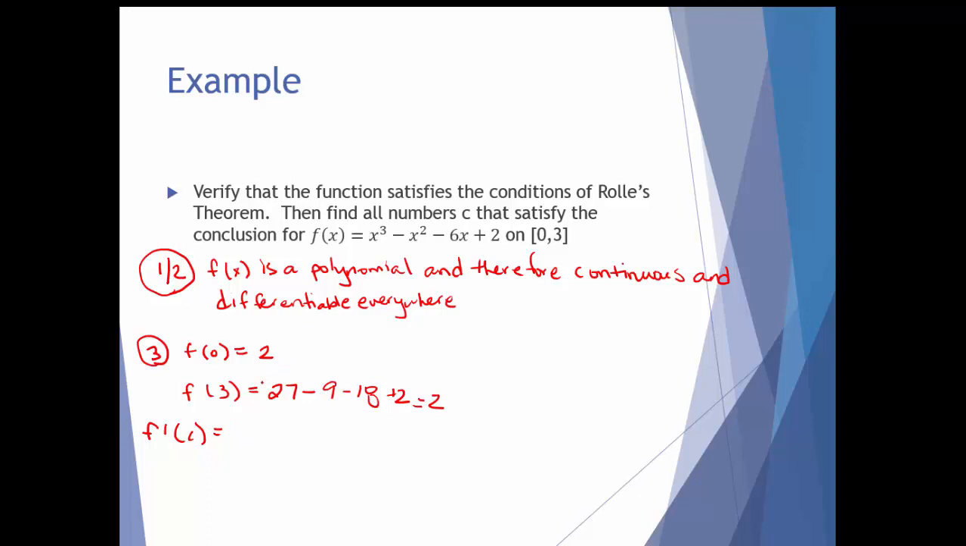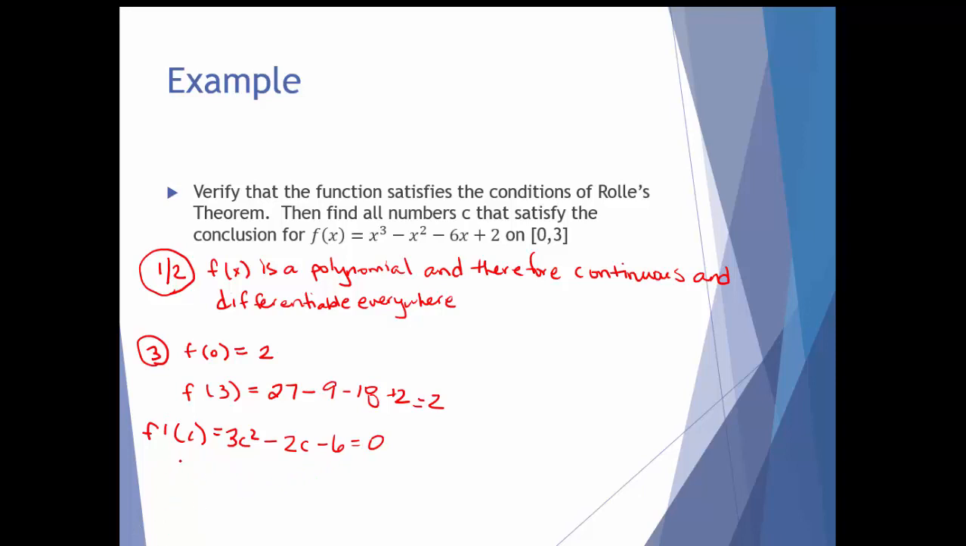The only difference between f'(c) and f'(x) is that instead of saying, for example, the derivative of x cubed would be 3x squared, it would be 3c squared. We have a c in place of x. So then minus 2c minus 6. And we want to set that equal to 0. Now, you can try all you want. This one does not factor.